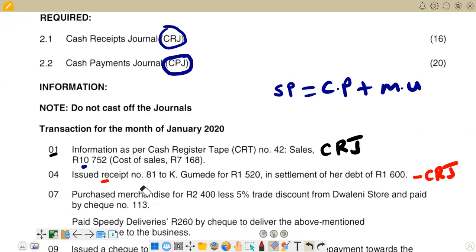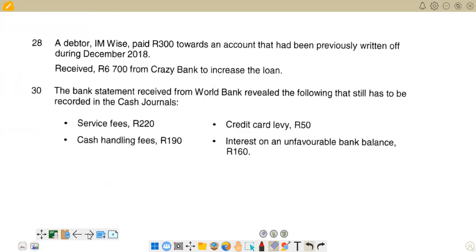And on our documents, we've got receipt number 81. So 81 is going to be under the document part. So we are going to enter it. And then for our analysis of receipts, we are going to put 1,520. But we also have a column for discount allowed, which means we are also going to put our 80, which we calculated as discount allowed when we said 1,600 and 1,520. So we go there, we put all those figures that we highlighted on the answer section.